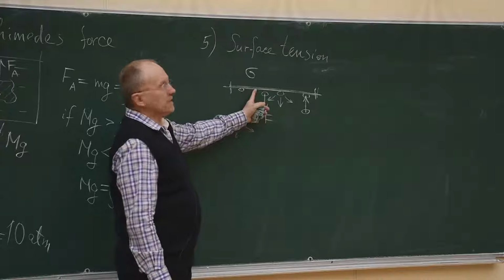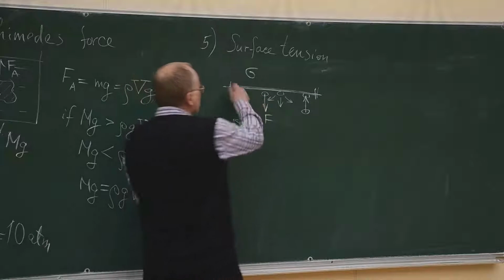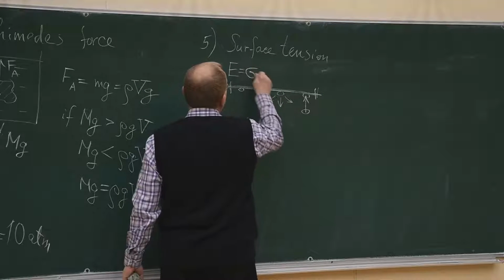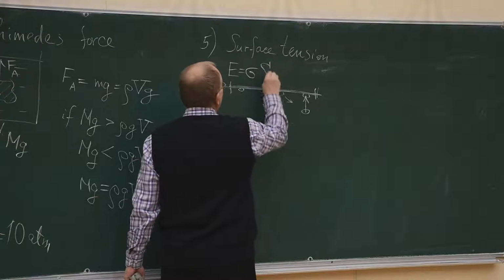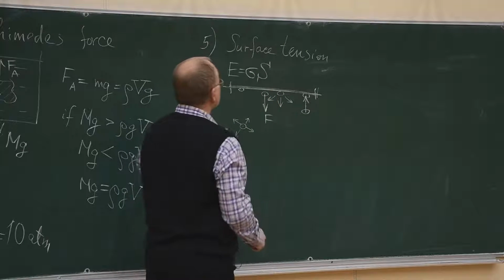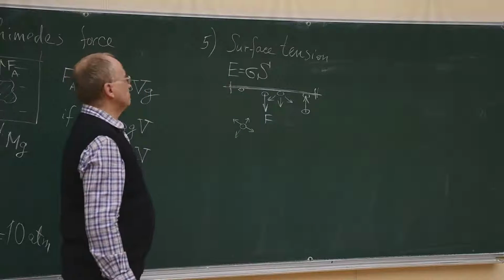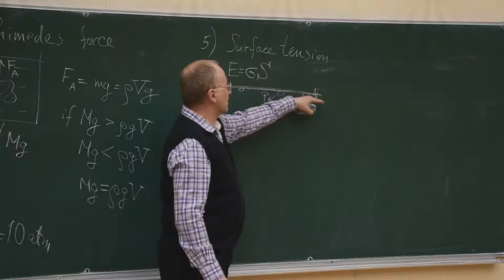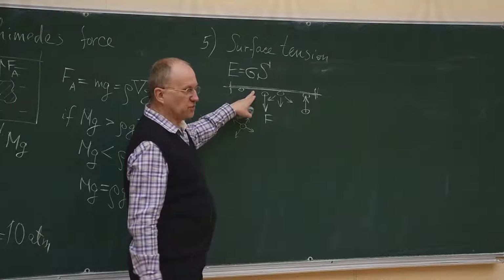So if the area differs from unity, then the total energy of the surface will be equal to the energy of the unit area times the total surface area of the liquid. The larger the surface area of the liquid, the larger will be the energy needed to create this surface.